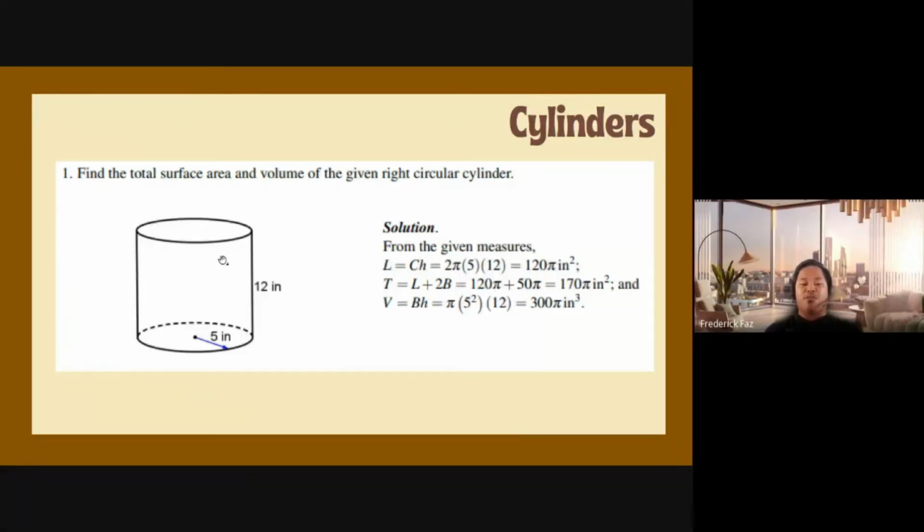For the volume of this cylinder, we have the area of the base. So the area of the base is equal to 5 squared times pi times the height of the cylinder is equal to 300 pi cubic inches po. Since 25 times 12. Okay?